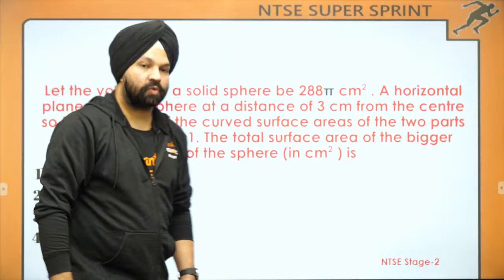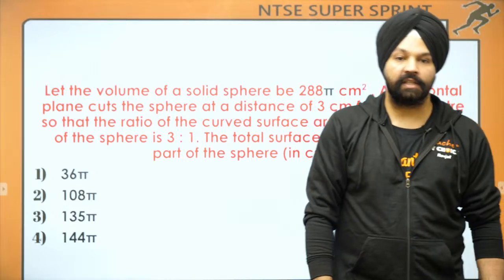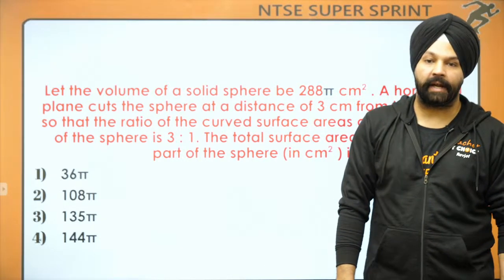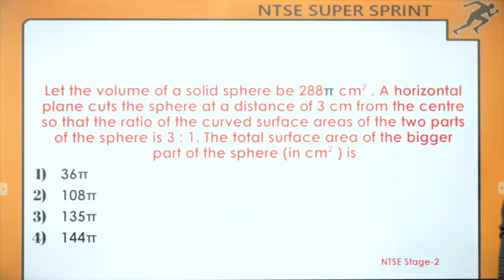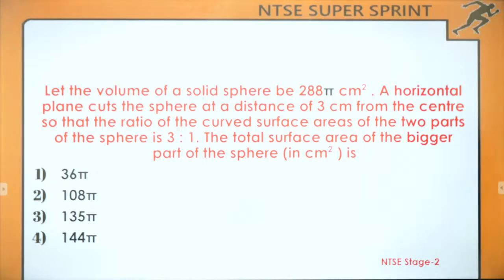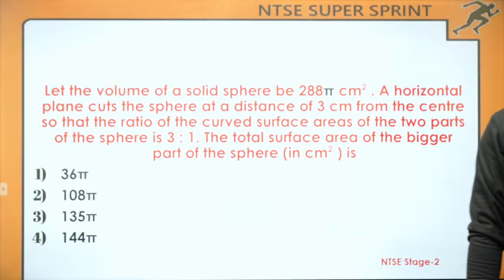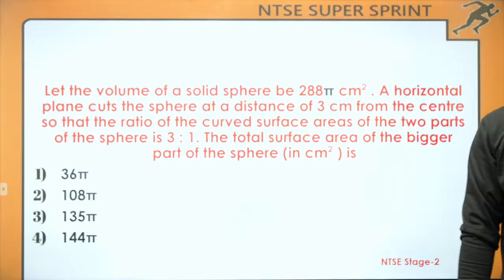Okay, now the next question is from geometry, one of my favorite areas. The question says, let the volume of a solid be 288 pi centimeter cube. The volume of a solid. Okay, you can read it once. I'm going out of the frame. It says a horizontal plane cuts the sphere at a distance of 3 centimeter from the center, so that the ratio of the curved surface areas of the two parts of the sphere is 3:1. The total surface area of the bigger part of the sphere in centimeter square is dash.